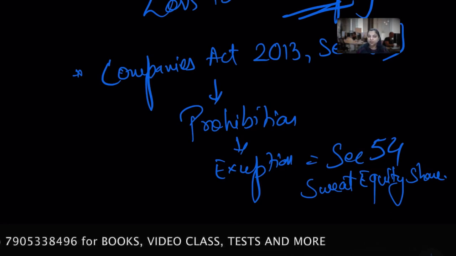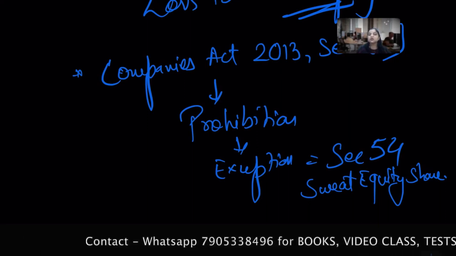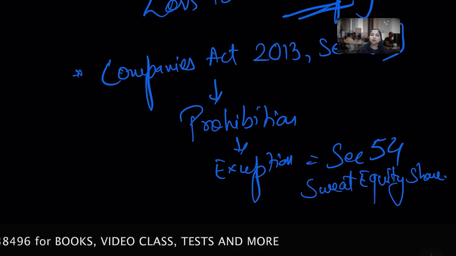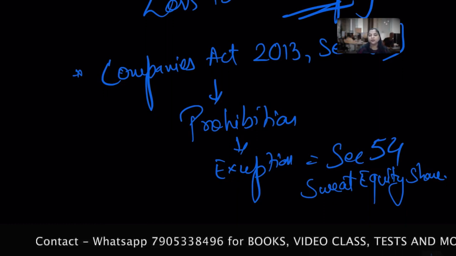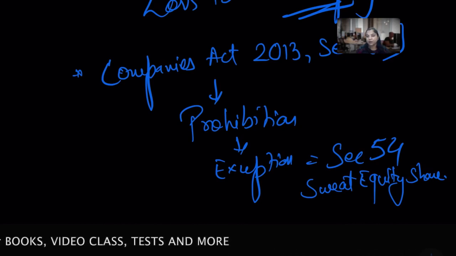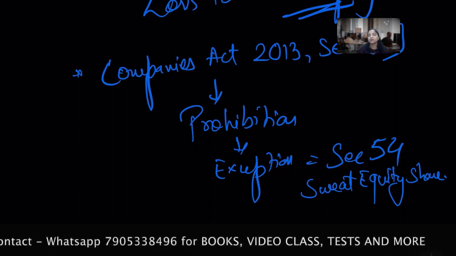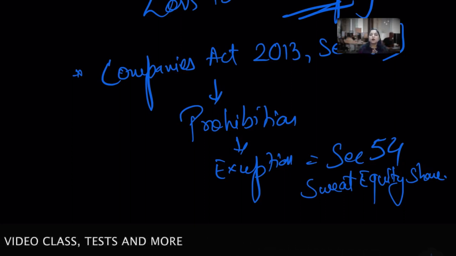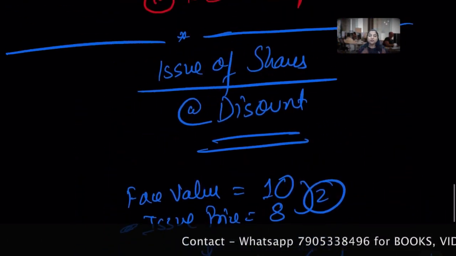It's void ab initio, and if companies issue shares at discount, there are penalty provisions. If the company contravenes any of the provisions of this section 53, the company shall be punishable with a fine that should not be less than 1 lakh rupees and may extend to 5 lakh. Those involved in the default are also punishable with imprisonment for a term which may extend to 6 months, or maybe an amount. That's the theoretical portion. So this is all about the issue of shares at discount.